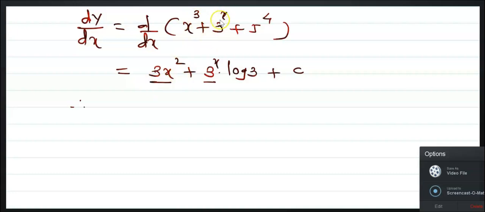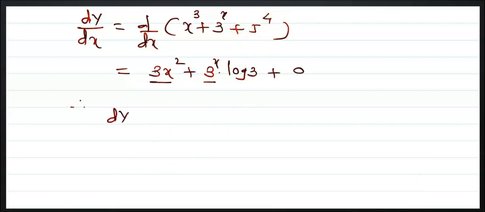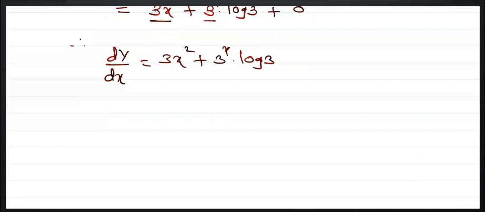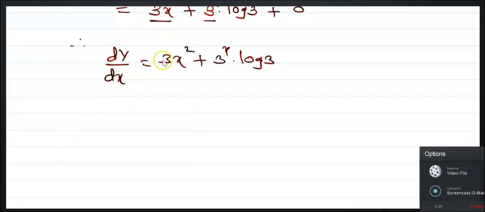डेरिव्हेटिव्ह ऑफ 3 raised to x म्हणजे काय, डेरिव्हेटिव्ह ऑफ a raised to x. a raised to x चा डेरिव्हेटिव्ह किती a raised to x into log of a. तसंच इथे 3 raised to x into log of 3 and the derivative of 5 raised to 4, this is the constant quantity and hence its derivative is 0. Therefore dy by dx is equals to 3x square plus 3 raised to x into log of 3.